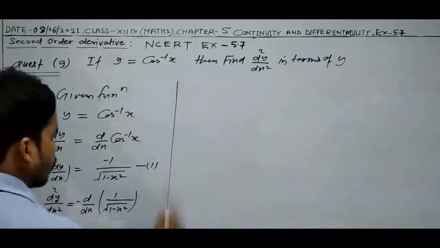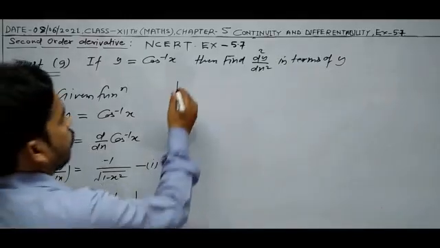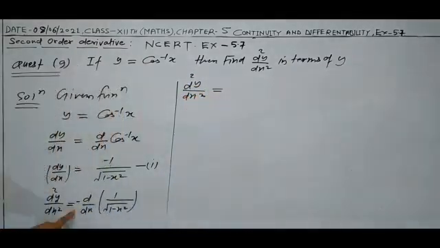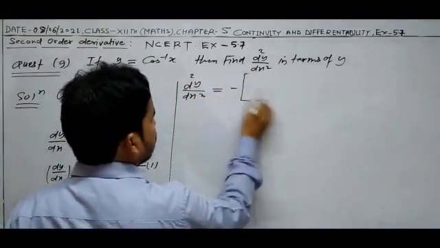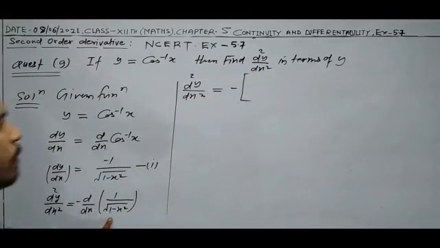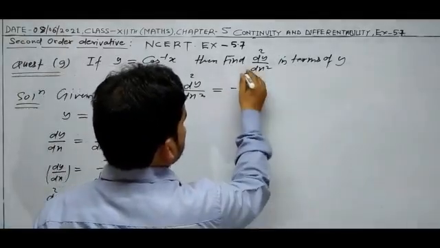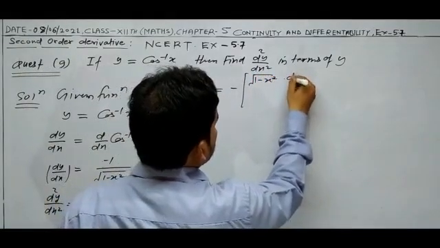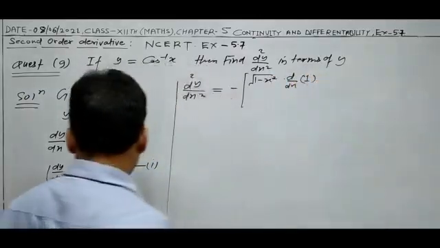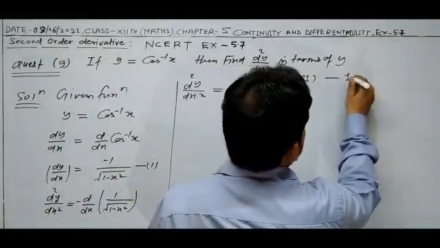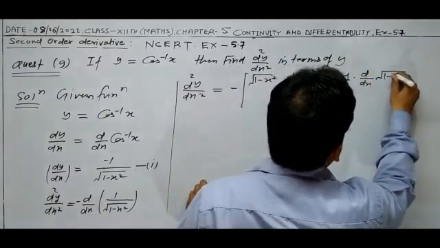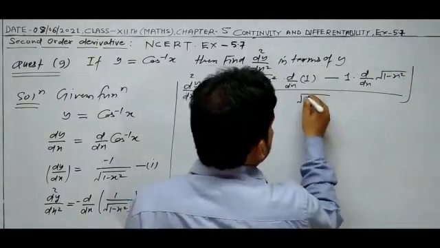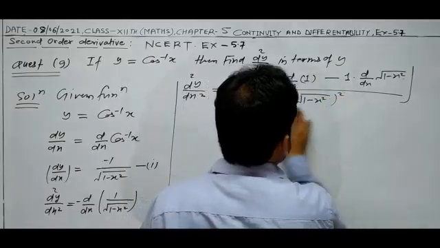So now we are going to differentiate. d2y by dx2 is equal to minus, times the outside function g(x) into d by dx of f(x). g(x) means root over 1 minus x square, into d by dx of 1 minus 1 into d by dx of root over 1 minus x square, whole upon root over 1 minus x square whole square.